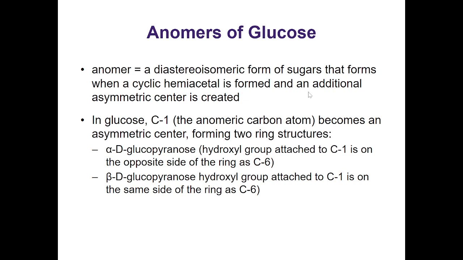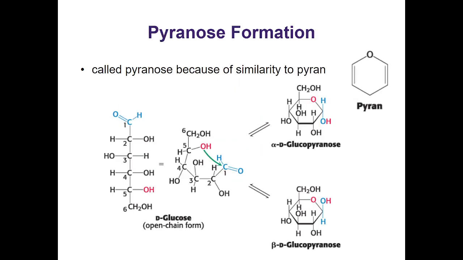Okay, so in glucose, your C1, that's the anomeric carbon atom, is going to become an asymmetric center. This is going to form 2 ring structures that are possible. We have the alpha and the beta. So the alpha D-glucopyranose is going to have the hydroxyl group that's attached to the C1 on the opposite side of the ring as your C6. And we can actually see that up here.